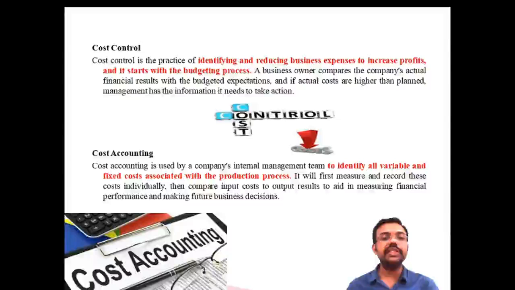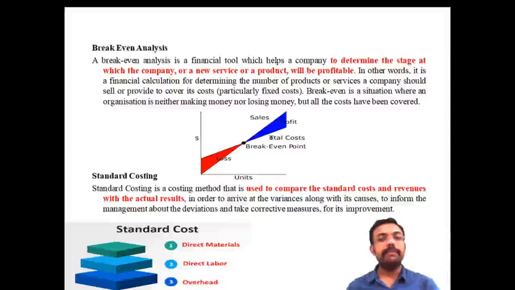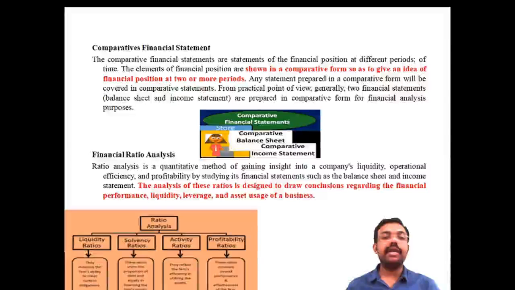There is cost control, reducing the cost. Cost accounting identifies all the variables related to fixed and variable cost. Break-even analysis finds the break-even point, where there is no profit, no loss. Standard cost means comparing the standard cost and revenue with the actual result. Comparative financial statements compare the balance sheet and the income statement. Financial ratios identify ratios relative to the organization, like liquidity, solvency, activity, and profitability. These are the important ratios from the financial statement point of view. One is comparative financial statements, and another is financial ratio analysis.